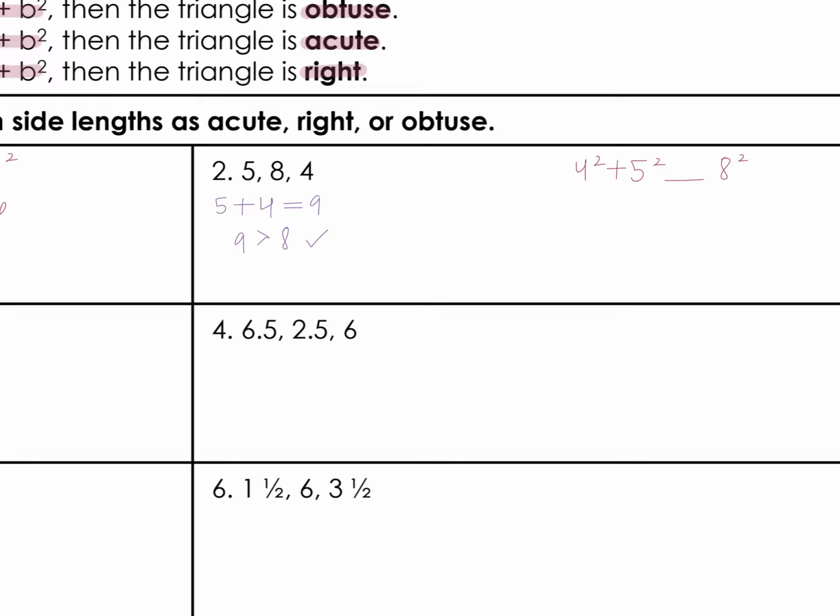So 4 squared is going to give me 16, 5 squared is 25, and my 8 squared is 64. So 16 plus 25 gives me 41, wait, 51, and that is less than 64. And so therefore I'm going to have an obtuse triangle again.